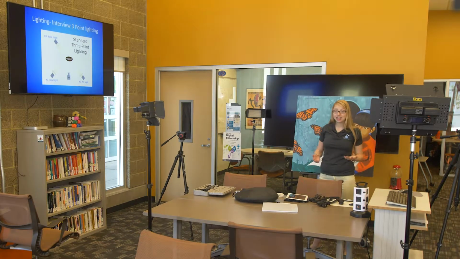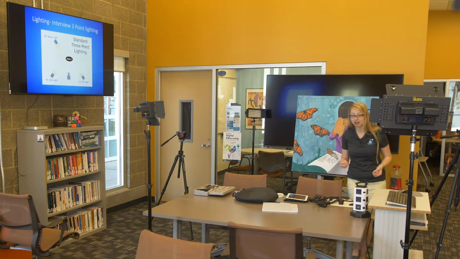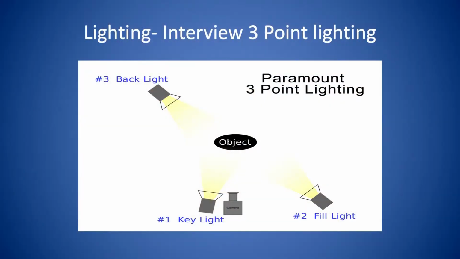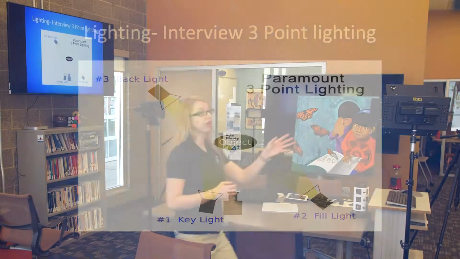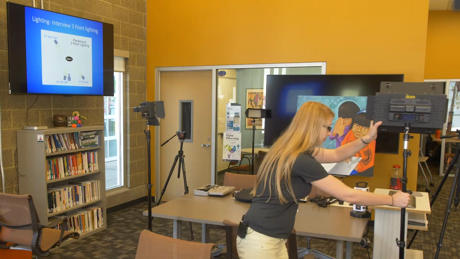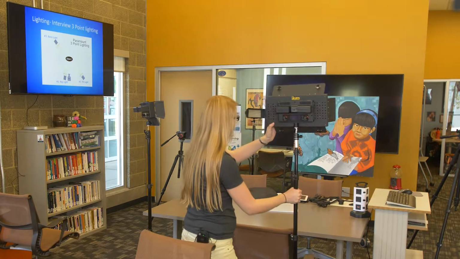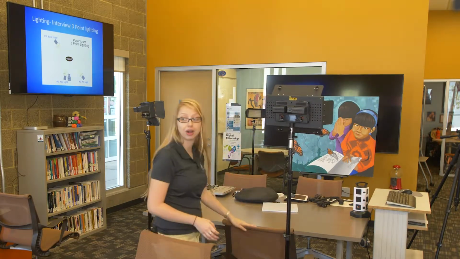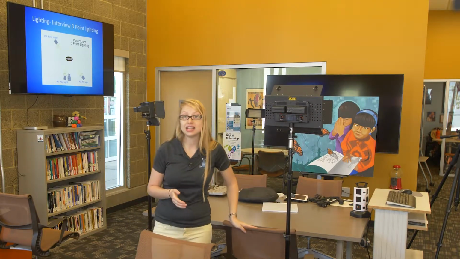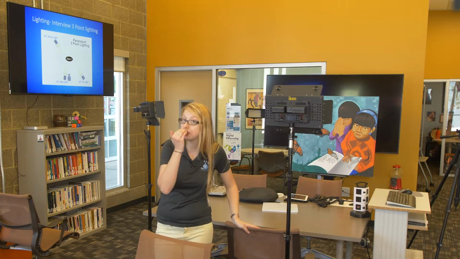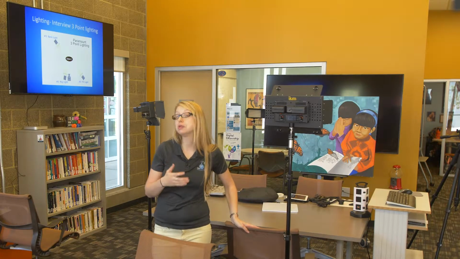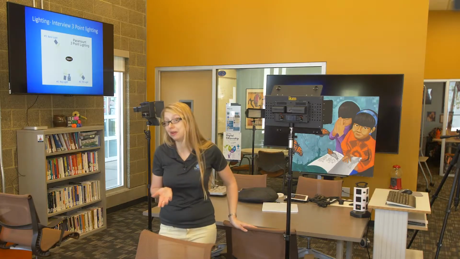However, I tend to like to do what's called paramount lighting. With paramount lighting, you're just adjusting one of the lights. What you're doing is you're taking your key light and you're pulling it to be right next to your camera. What this does is it actually makes the shadowing under your nose a lot shallower, so it gives you almost an appearance of a smaller nose.